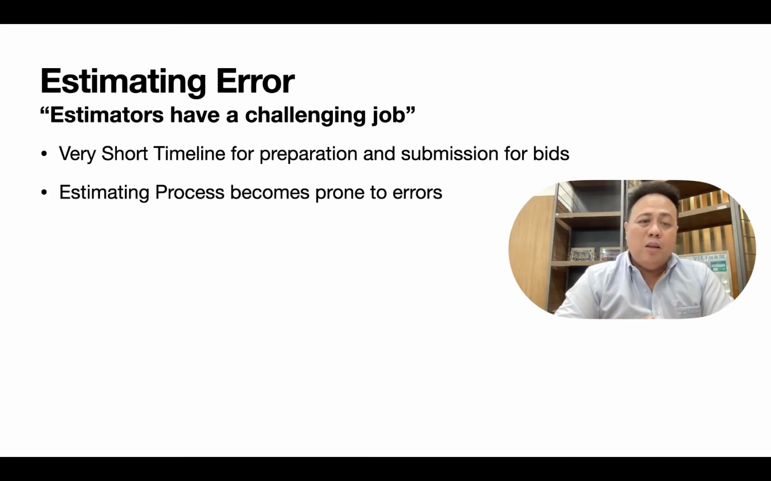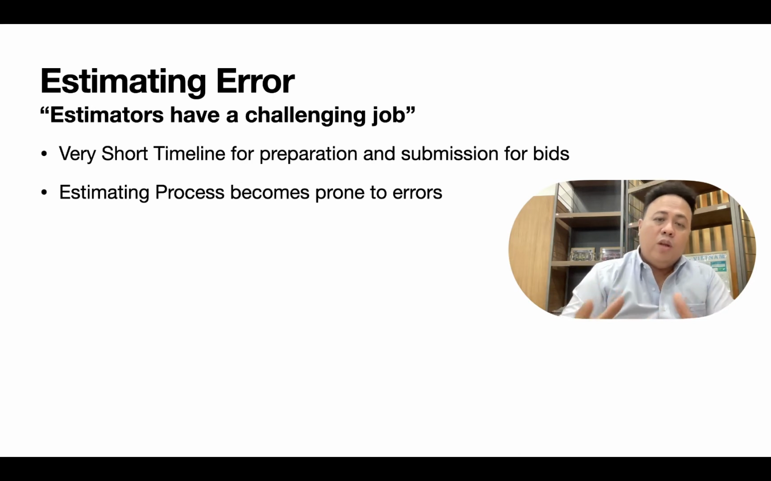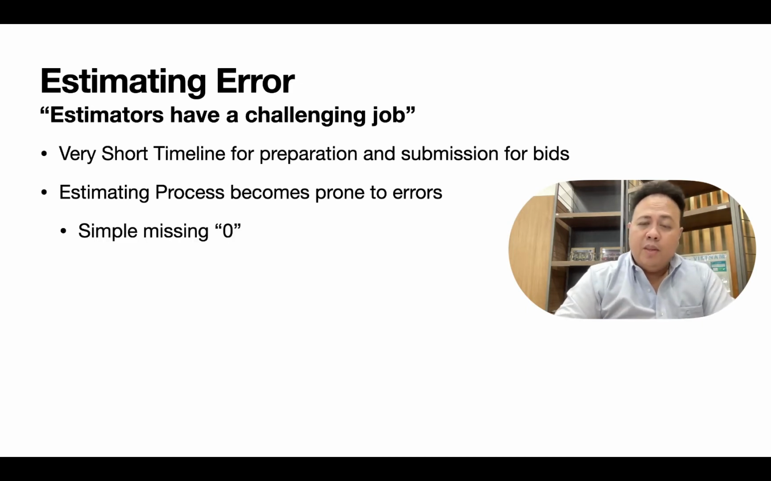The estimating process becomes prone to errors. What are the types of errors that usually occur when you don't have enough information or enough time to complete your proper costing for a project? For example, just missing one zero in your pricing will be a very big issue for your project. It's a very big problem.